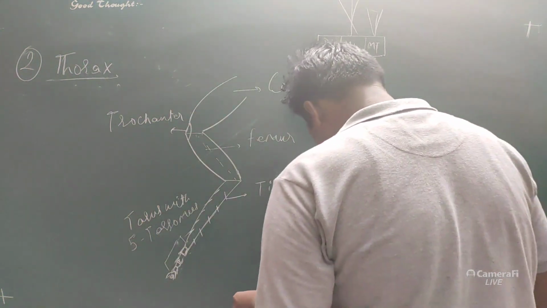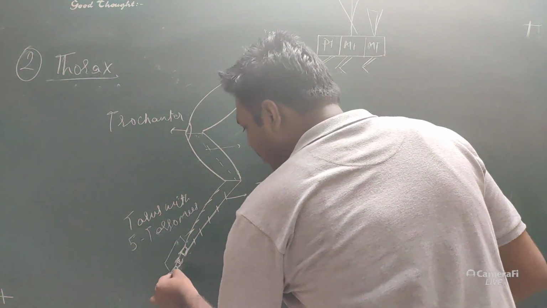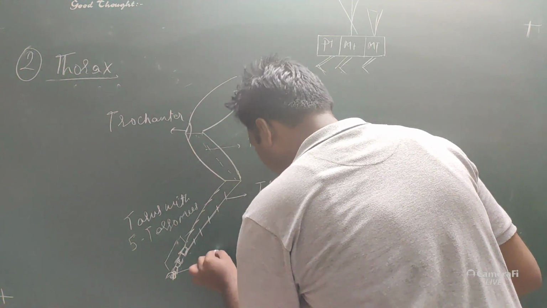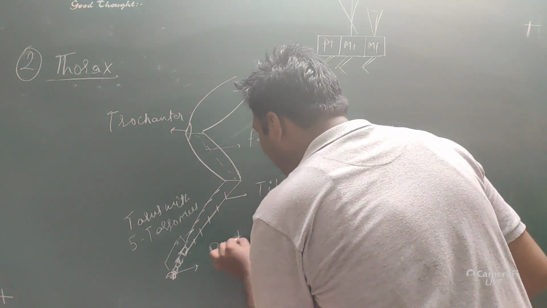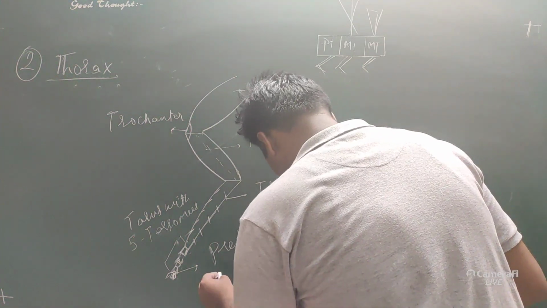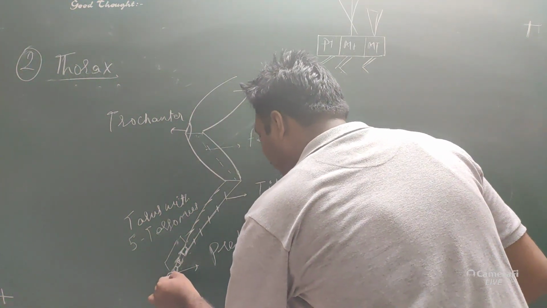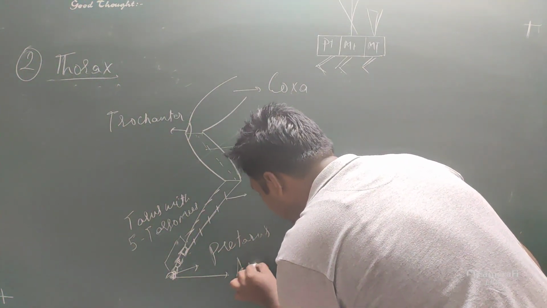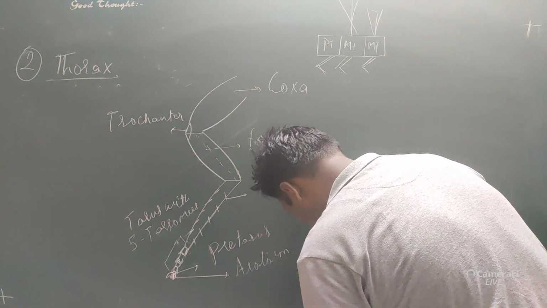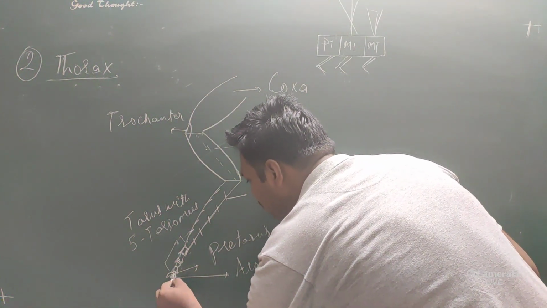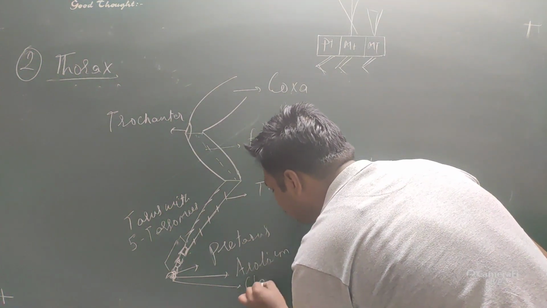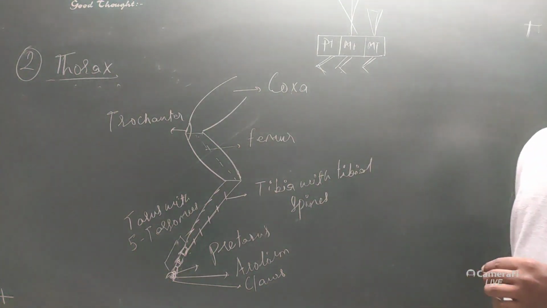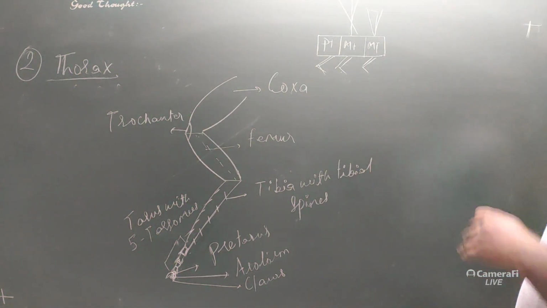Okay, the next, there is a half-moon like structure called pretarsus. Then it consists of a pointed part, arolium, and this region is the claws. Okay, so this is the leg of the cockroach. So you can pause the video and draw this diagram.